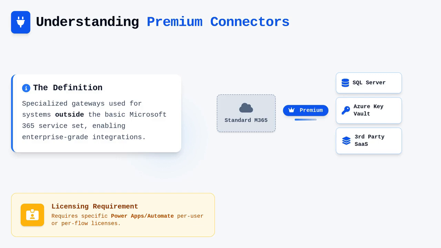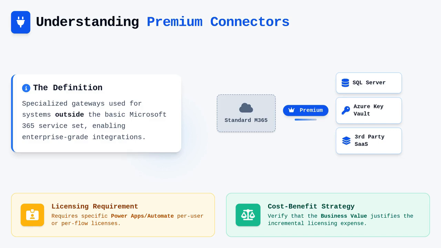When designing an orchestration pipeline, it is crucial to recognize that the requirement for a premium license is not merely a bureaucratic hurdle, but often reflects the complexity of the data source being interfaced. You must perform a rigorous cost-benefit analysis before deciding to implement a premium connector, ensuring that the business value of automating data interaction with a specific database justifies the incremental licensing expense incurred by the project.